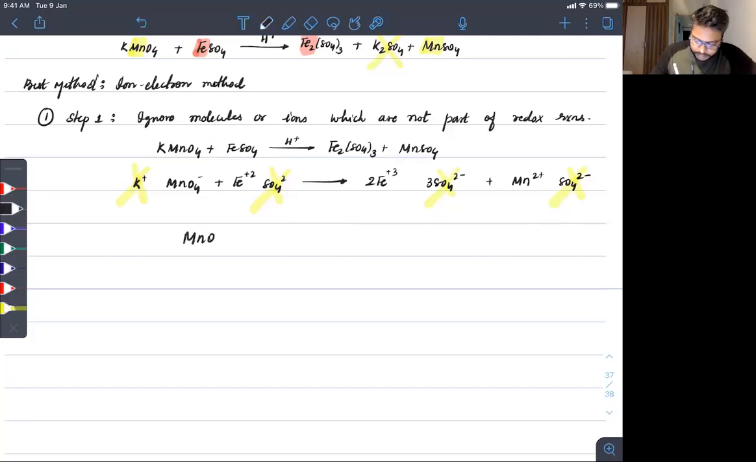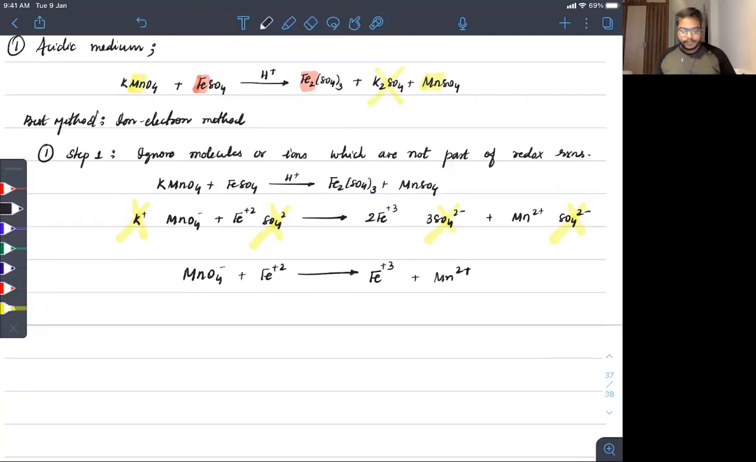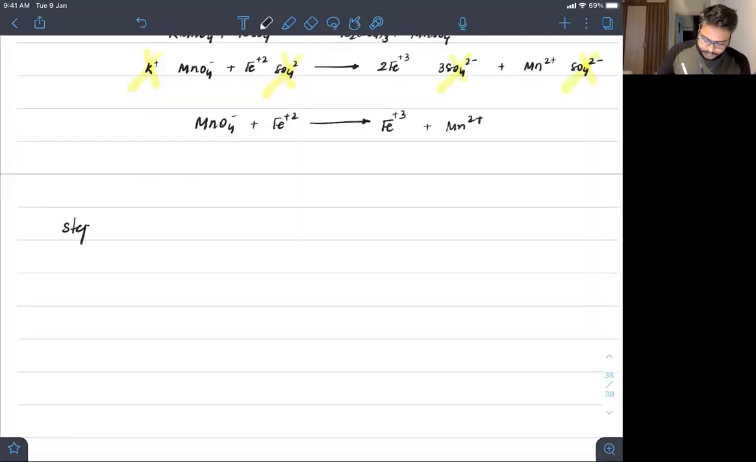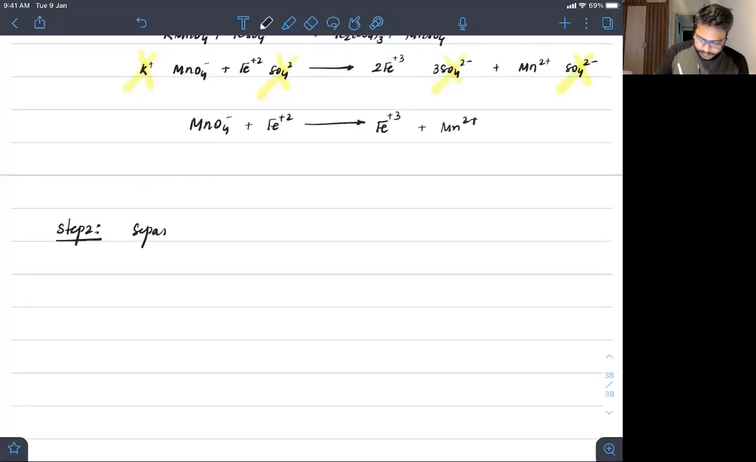So all you need to write is the parts which are undergoing oxidation and reduction. So this is undergoing oxidation and one is undergoing reduction. So this is the first thing you have to do. Step 1 is always about ignoring ions or parts of molecules which are not a part of redox. Now see step 2. Step 2 is to separate the half reactions.